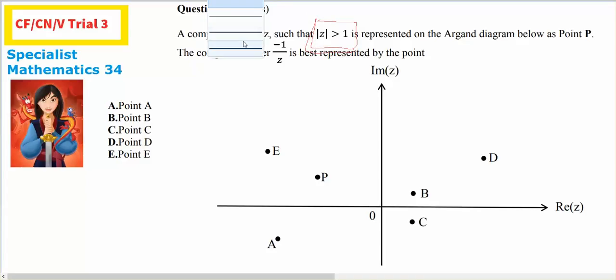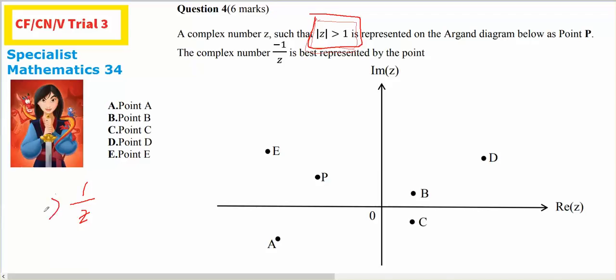Now that's important because if I do 1 on z, that's going to have to be smaller than z. Because, for instance, if the magnitude of z was 3, then 1 on z would be 1/3. So it's going to be much, much smaller.